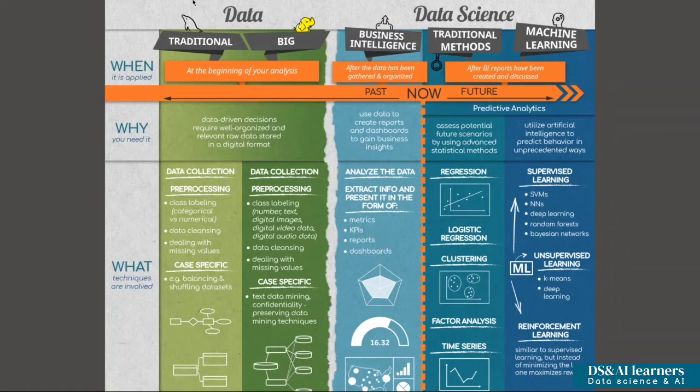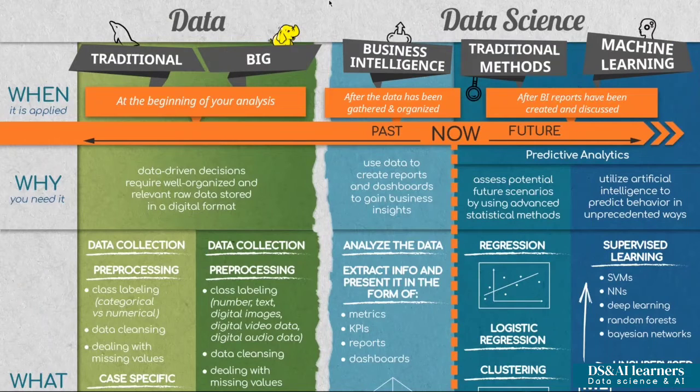There are two types of data, traditional and big data. While different, the role in the business is the same. We will explore them separately in more detail later, but the important thing to remember is that data-driven decisions require well-organized and relevant raw data stored in a digital format, data which can be processed and transformed into meaningful and useful information. This is essential for companies when planning and decision-making.